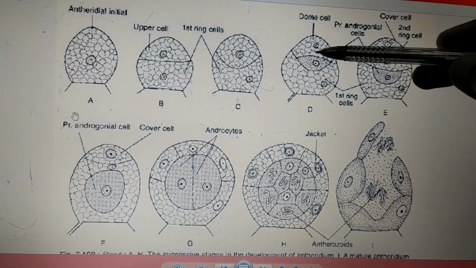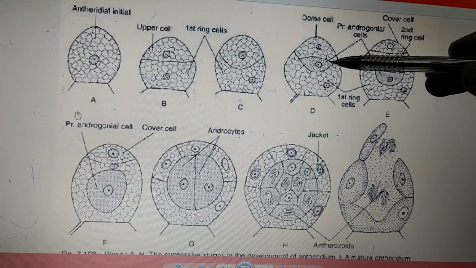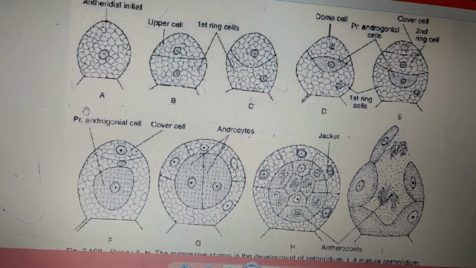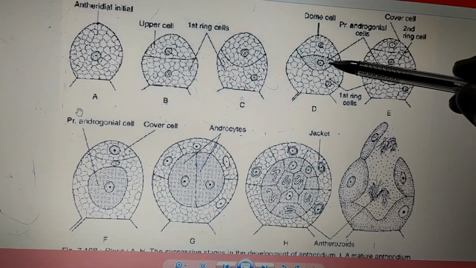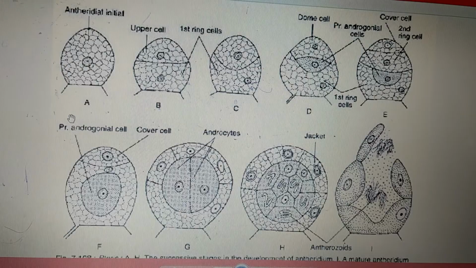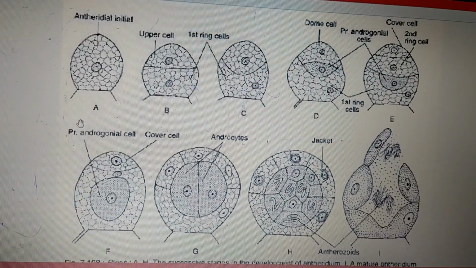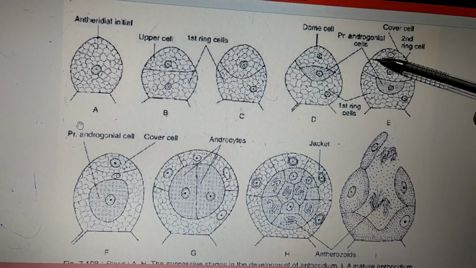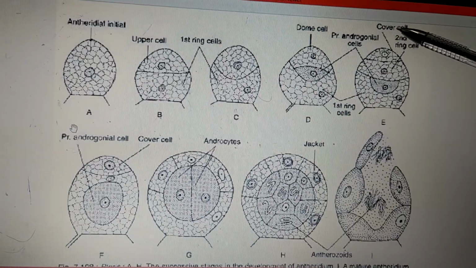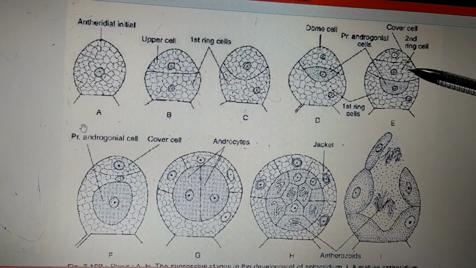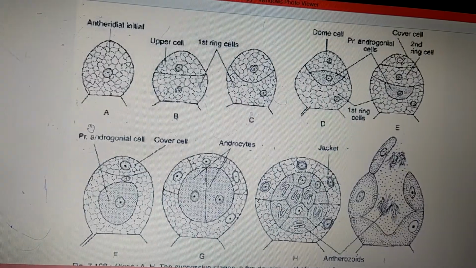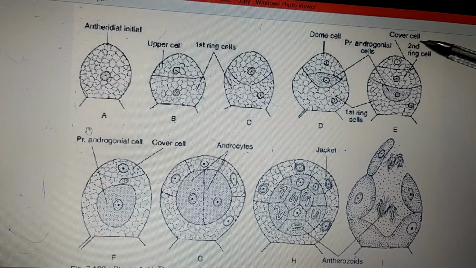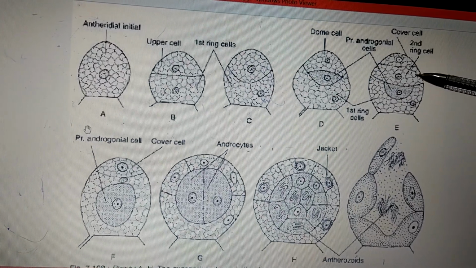Now this upper cell will undergo a periclinal division. This periclinal division is somewhat arc like, leading to formation of the primary androgonial cell. Now the formation of the primary androgonial cell is done. Now further the dome cell divides with another periclinal division, leading to formation of an upper cover cell and a second ring cell. We had a first ring cell here, so this is the formation of a second ring cell. Why? The dome cell has undergone one periclinal division, leading to formation of the upper cover cell and second ring cell.